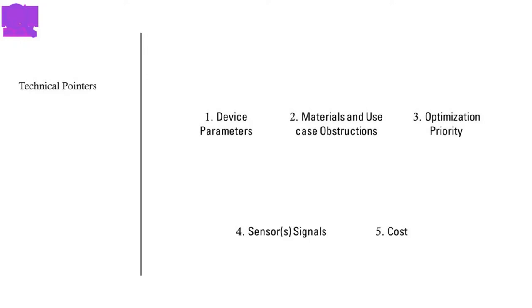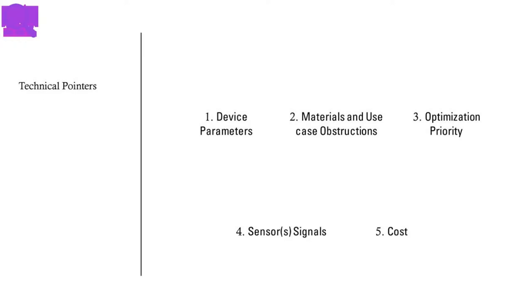Then there are technical pointers, of course, that we've discussed at length, which are device parameters, material and use case abstraction, and optimization priority. When we say optimization priority, it means whether you should prioritize data optimization over power optimization. What does your product really, what's the main feature, and where do you want to spend all the resources that you have in the best way, basically, and not lose out on the sophistication or the accuracy of the product, right?